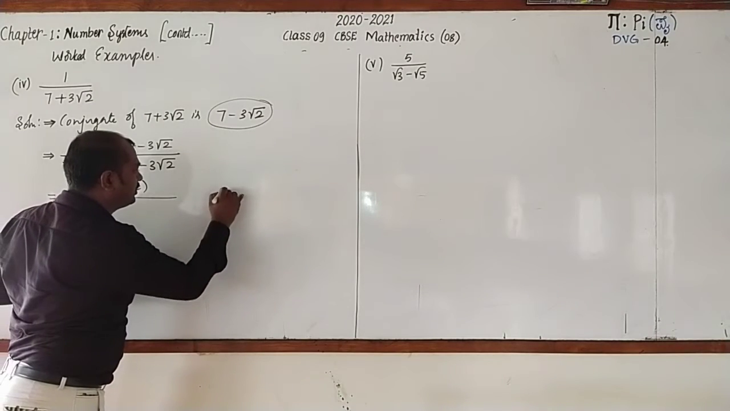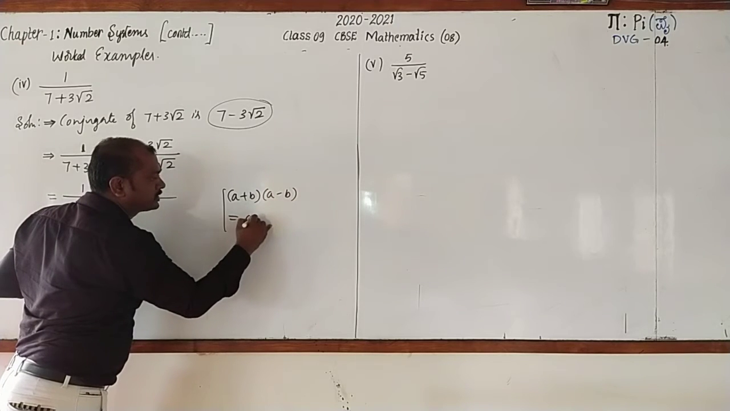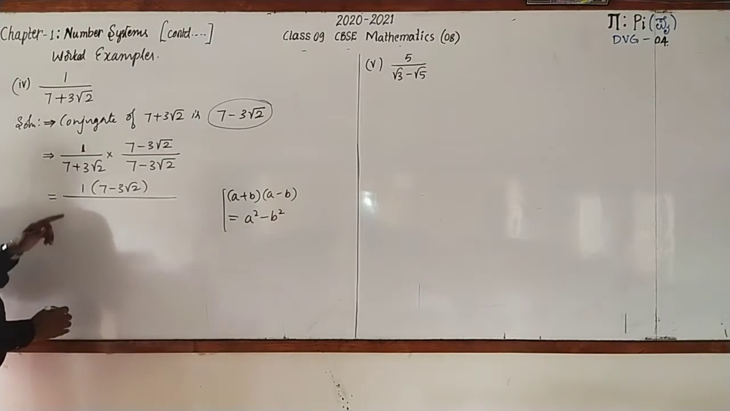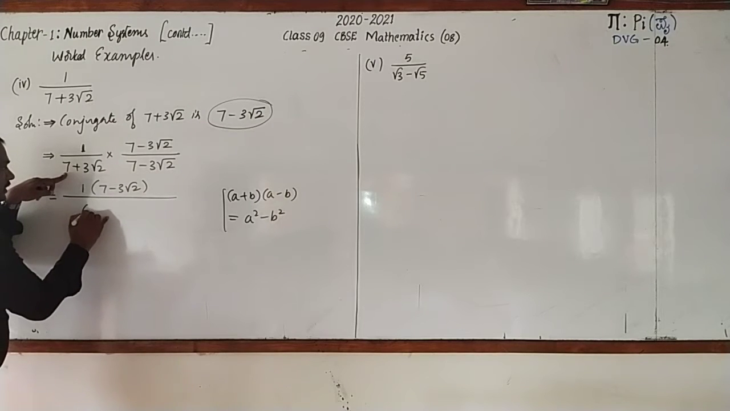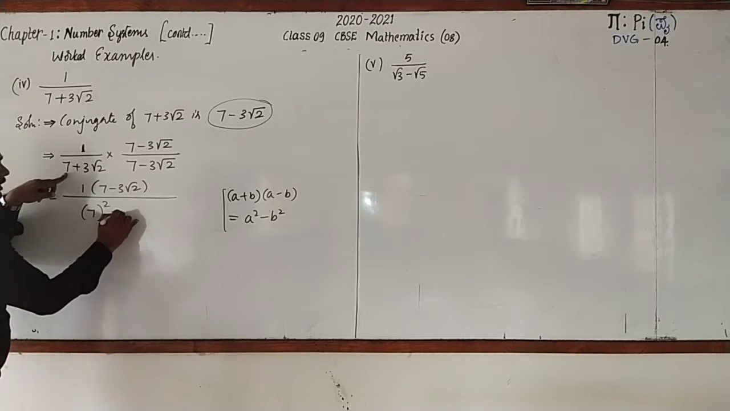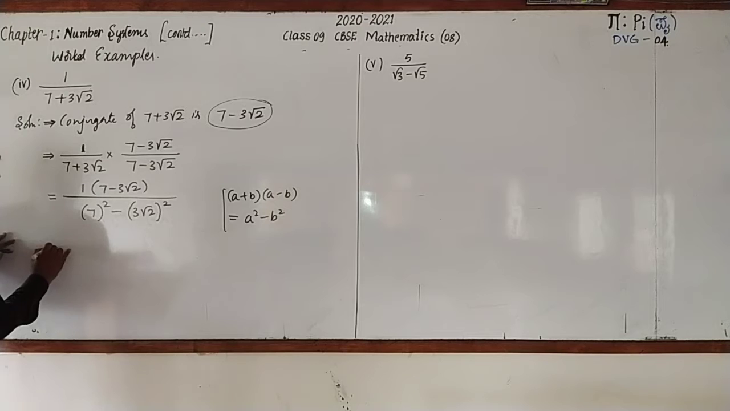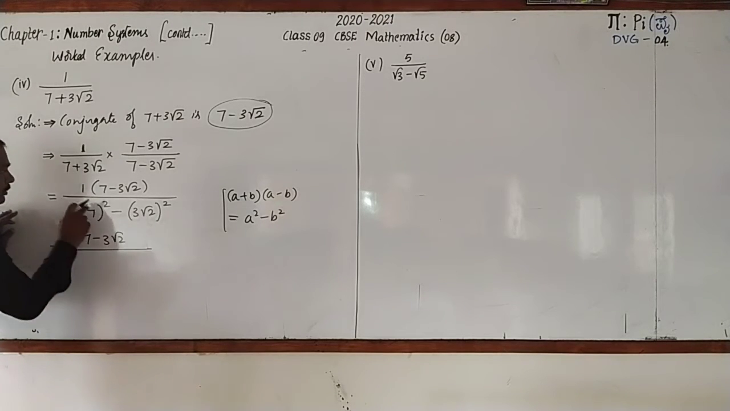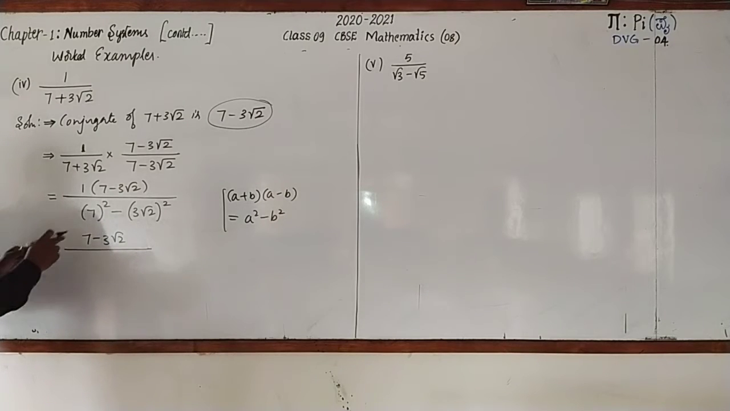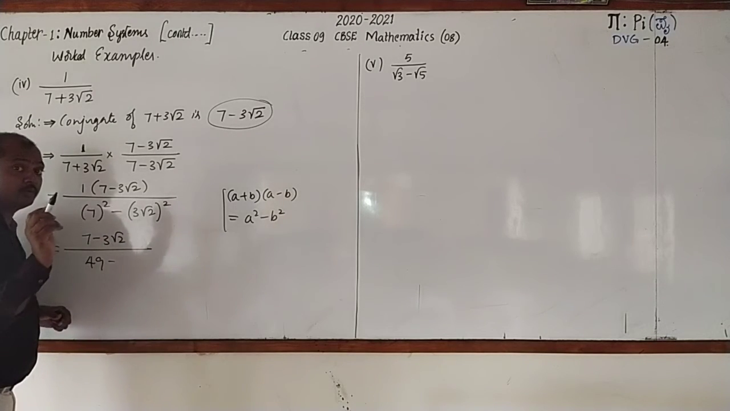Again, it is in the form of an identity. What is that? It is (a plus b) into (a minus b), which can be written as a square minus b square. Now, the denominator terms can be written as a square, that is 7 whole square, minus b square, 3 into root 2 whole square. This is equal to numerator, let me write as it is, 7 minus 3 root 2, because here 1 is there. Denominator: 7 whole square. 7 square is 49, that is 7 sevens are 49. Now this is very important.